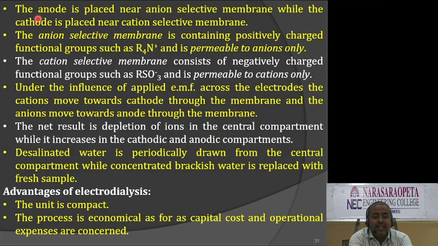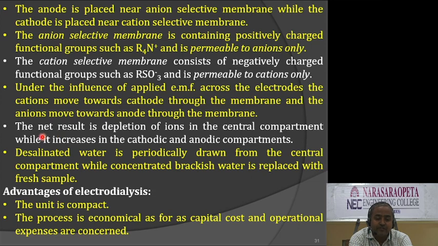You know very well, the anode is placed near the anion selective membrane while the cathode is placed near the cation selective membrane. The anion selective membrane contains positively charged particles such as quaternary ammonium salt and is permeable to anions. The cation selective membrane consists of negatively charged particles such as RSO3 minus and is permeable to cations. Under the influence of applied EMF across the electrodes, the cations move towards the cathode through the membrane and the anions move towards the anode through the membrane.